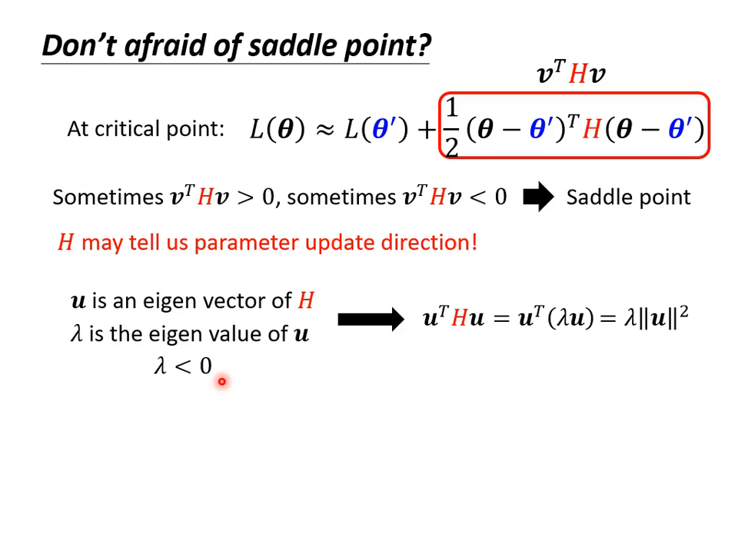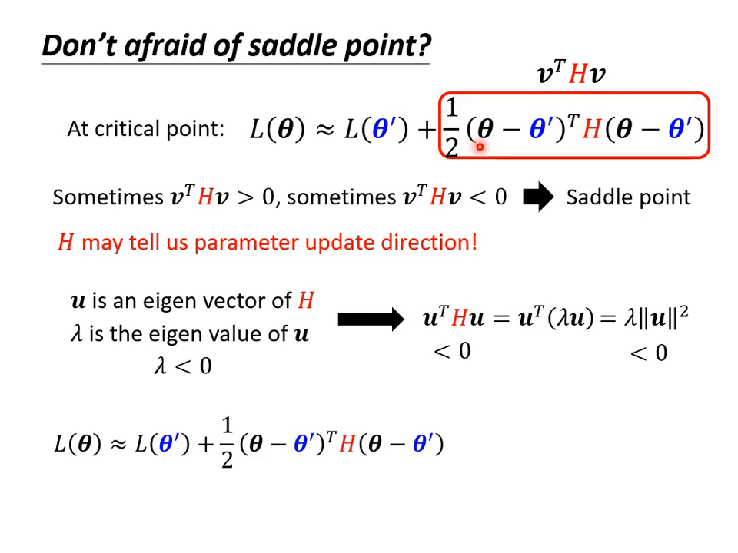What will happen if the eigenvalue lambda is less than 0? If the eigenvalue is less than 0, the term lambda times the norm of U squared will be less than 0. Because the norm of U squared must be positive, and the eigenvalue is negative, this term will be negative. That is, U transpose multiplied by H and U is negative. That is, the term in this red box is less than 0. Assuming that theta minus theta prime is equal to U, then this term is negative. That is, L of theta will be less than L of theta prime.